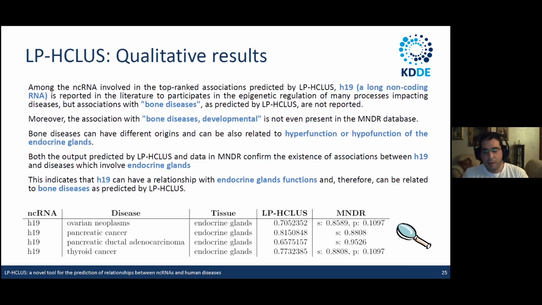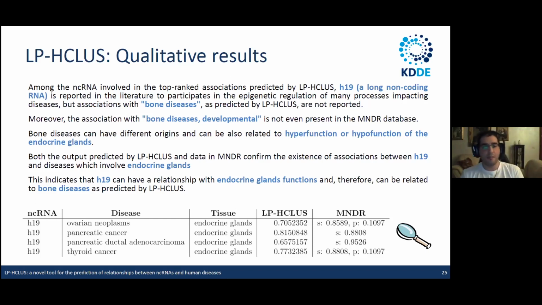H19 is a long non-coding RNA that participates in the epigenetic regulation of many processes of diseases. LP-HCLUS found an association between H19 and bone diseases, but this association is not present in the literature and is not even reported in the MNDR database.